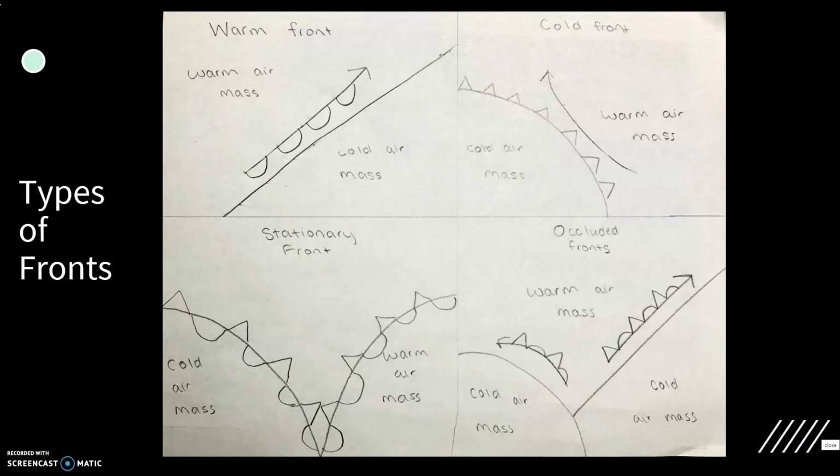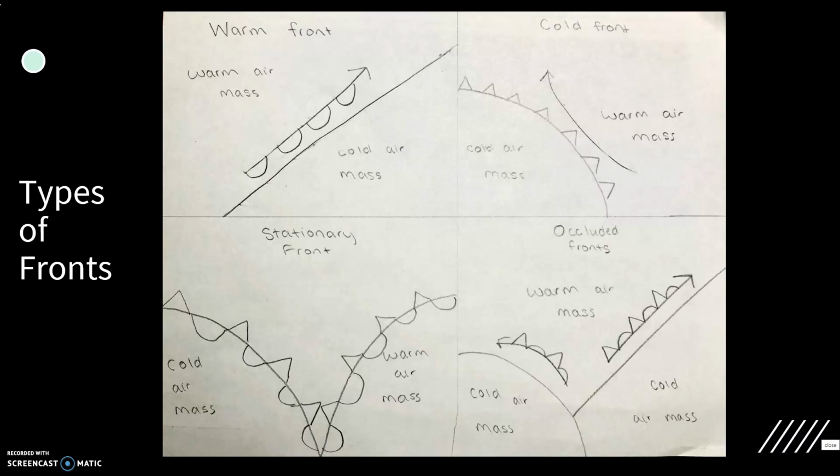A stationary front is when neither side of the front is moving toward the cold air mass nor toward the warm air mass. This front may cause some gentle precipitation.